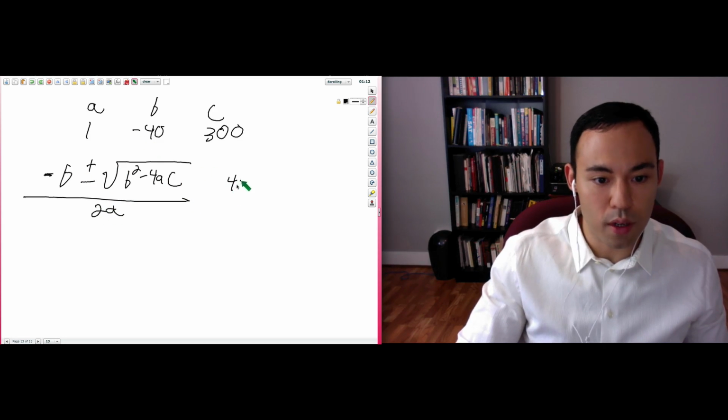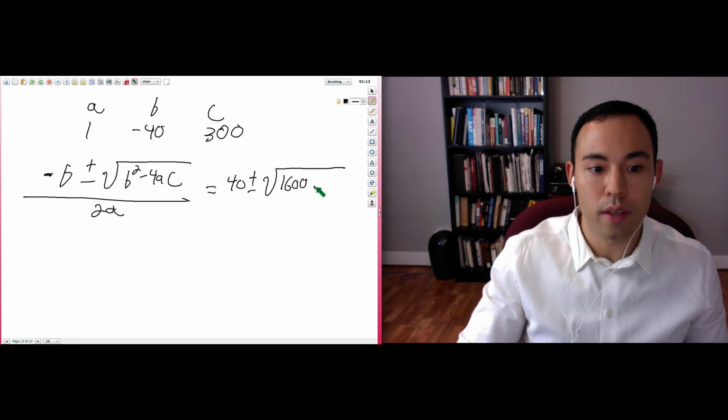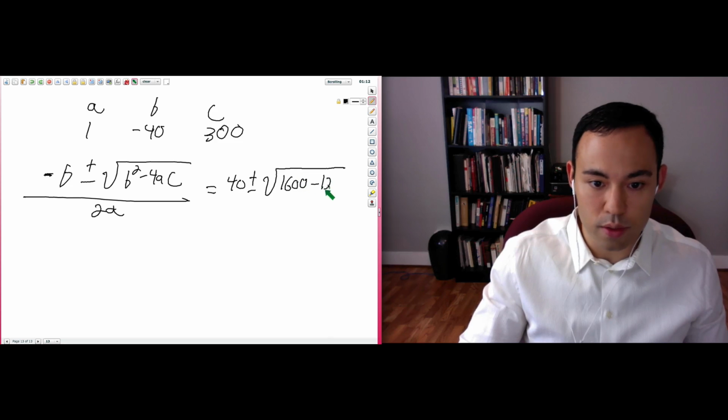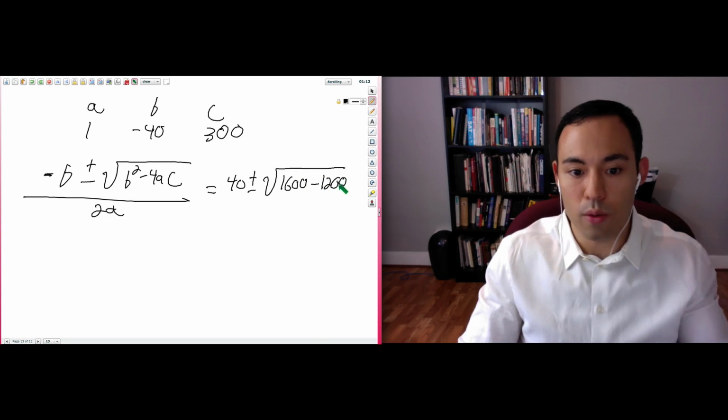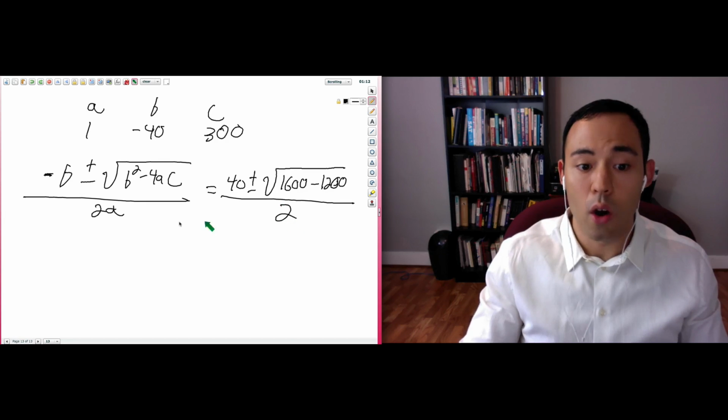Negative 40 is positive 40, plus or minus the square root of b squared. Negative 40 squared is 1600. You can double check on your calculator. Minus 4 times 1 times 300, which is 1200. There's nothing wrong with double checking on the calculator if it helps you avoid errors on the SAT. All divided by 2.